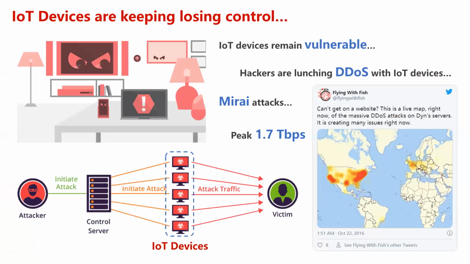IoT devices are really vulnerable, and a lot of attacks are still targeting them. IoT devices are usually used to launch DDoS attacks. For example, in the Mirai attack in 2016, the peak traffic was about 1.7 terabytes per second. It's easy for attackers to control these IoT devices to launch huge traffic to attack.